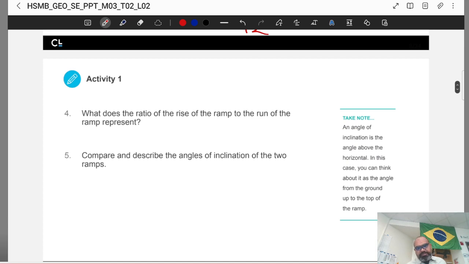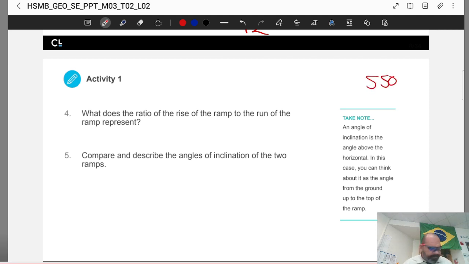5 minutes. Great. I think you are all back here. What does the ratio of the rise of the ramp to the run of the ramp represent? Compare and describe the angles of inclination of the two ramps. First, which page are we on? Sorry, we're on page 550.